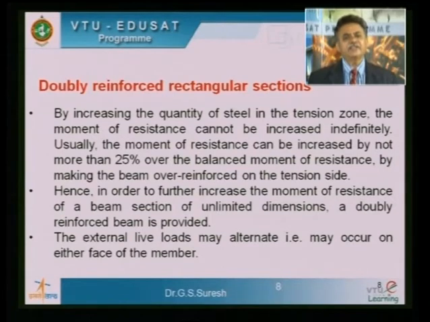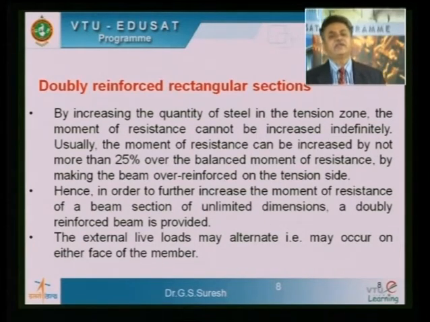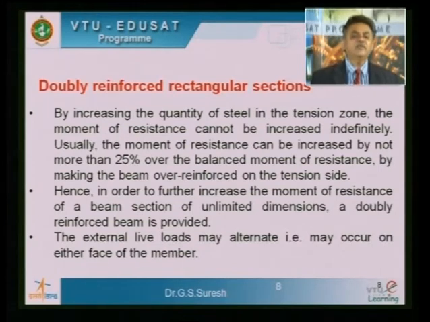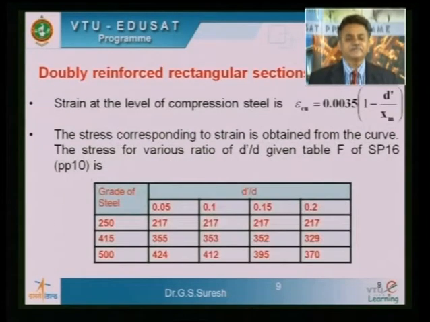There is another instance where you require the doubly reinforced section. That instance is when the live load is alternatively applied. It is called repeated loading or reverse cyclic loading. In this case, you require the reinforcement both in compression zone as well as in tension zone, because alternatively these two get interchanged.